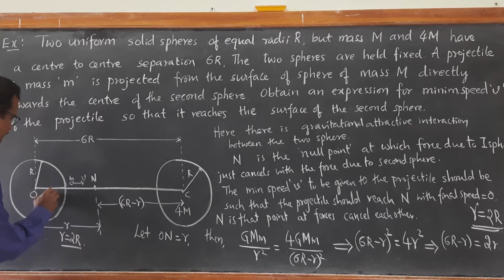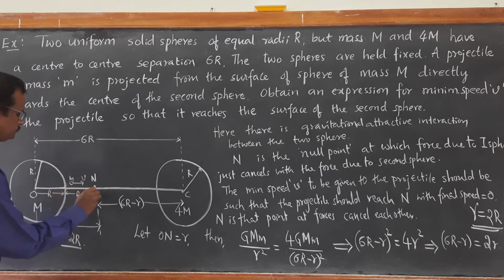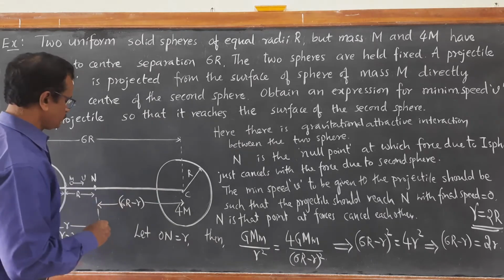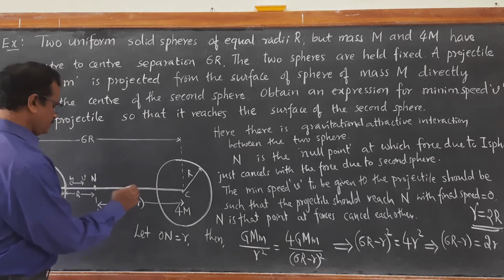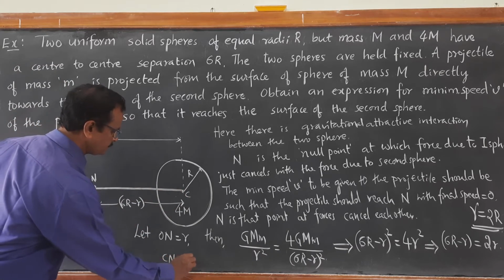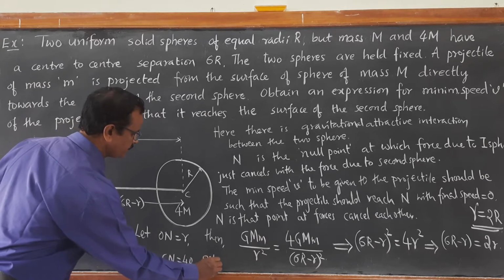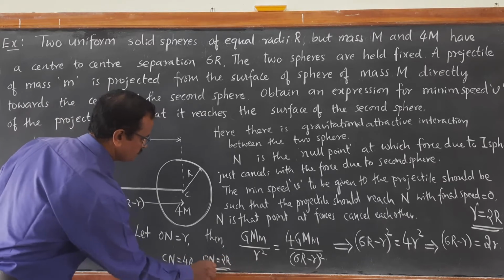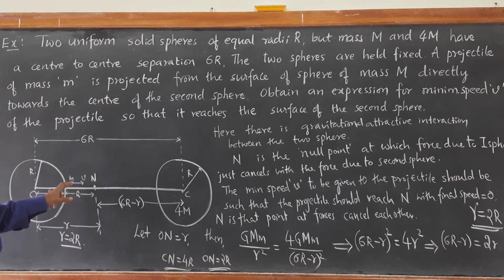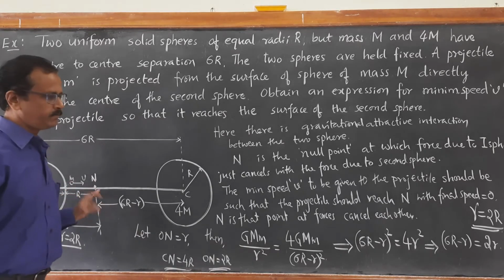From here to here, already it is r. So from the surface it becomes another r. So it is totally 2r. So if it is totally 2r from this, then from this one it is going to be 4r. From the center C, Cn is going to be 4r, whereas On is going to be 2r. With this position, we can now calculate what is the energy to be supplied to this projectile so that it can just reach the null point.